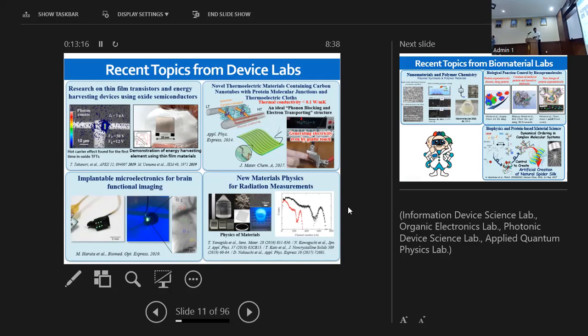Another lab is working on developing very tiny microelectronic devices in order to implant on the mouse brain to study brain functions. Hopefully we can study how specific areas of the brain function, etc. Another lab is developing new materials and materials physics for radiation measurement, so scintillators.